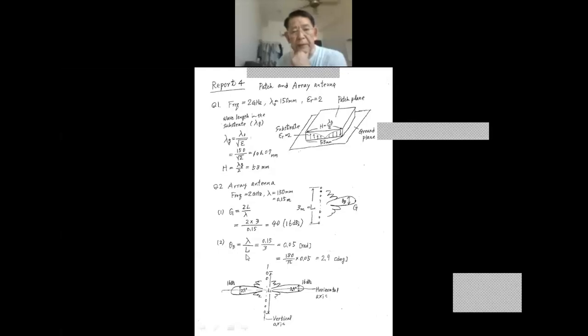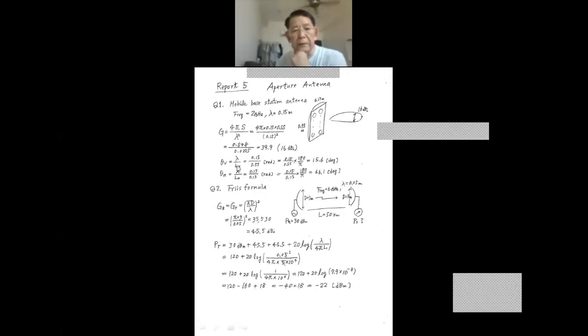Lambda divided by size. Vertical size is 0.55, so it becomes 15.6 degree vertical. And horizontal is a small size, so horizontal beam width is 66 degree. So this beam is sharp in the vertical, a little bit wide in the horizontal.